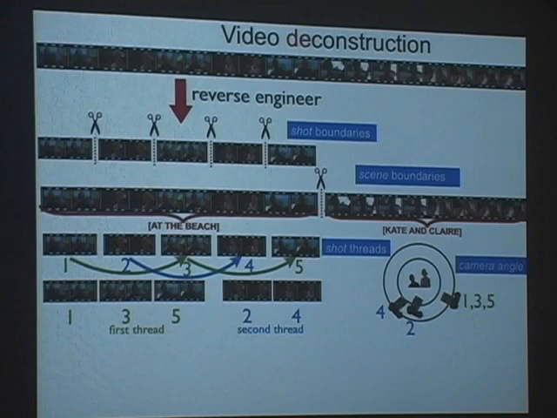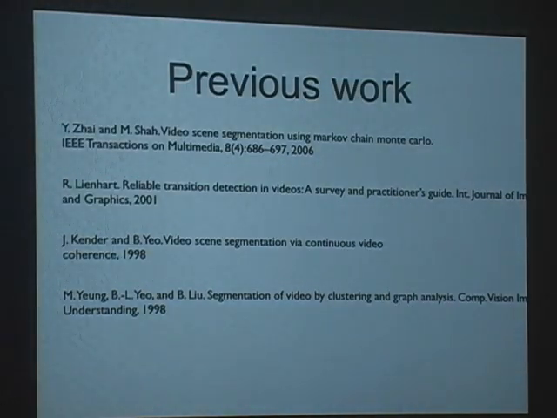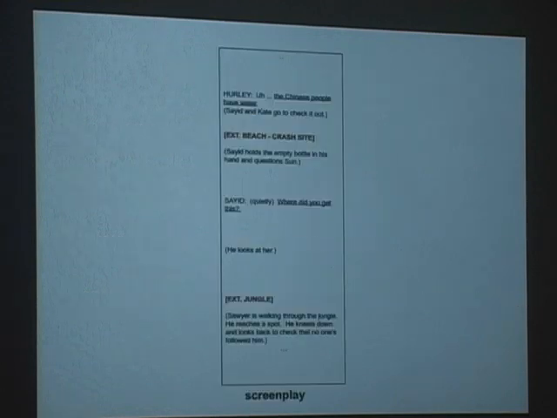So what we're going to do now is video deconstruction. We're going to reverse the pipeline. We're going to find the shot boundaries. That's an easy problem. We're going to then find the scene boundaries. And then we're going to recover the initial string of shot sequences taken from a single camera viewpoint, to recover smoothly continuing shots. There's a lot of previous work, most of which has dealt with video without any alignment with a screenplay.